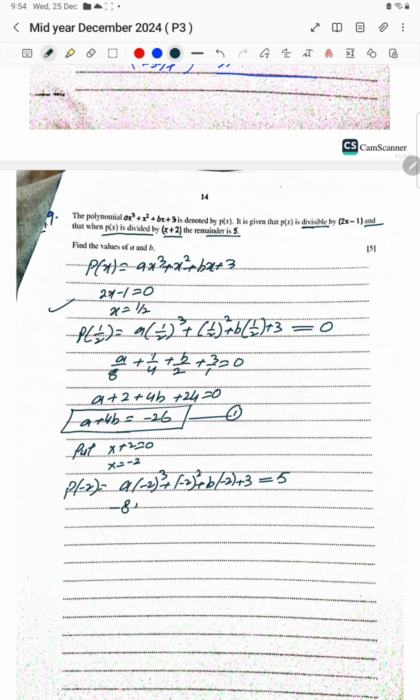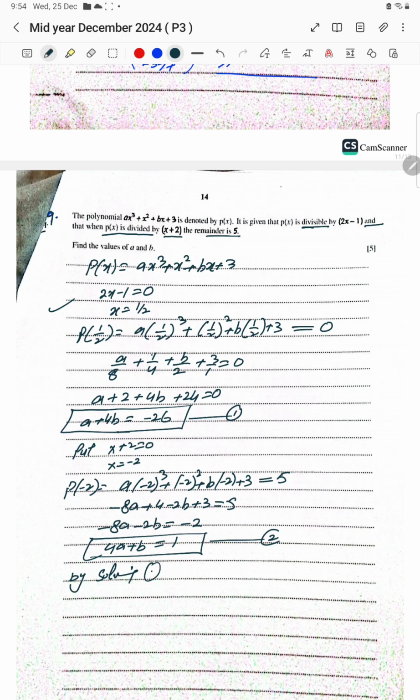So minus 8a plus 4 minus 2b plus 3 equal to 5. I will write minus 8a minus 2b equal to minus 2, once 4 and 3 go to the other side, it becomes minus 2. I can divide by minus 2, becomes 4a plus b equal to 1. This is equation number 2.